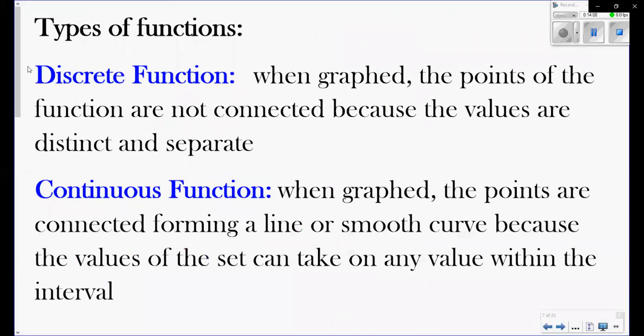Under functions, there's two types: discrete and continuous. Discrete is when, on a graph, the points of a function are not connected because the values are distinct and separated. So if you look at a graph and you can't see a pattern, and the points are all out of place, then it's a discrete function.